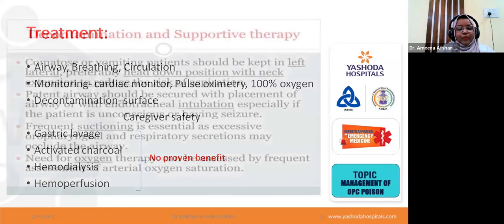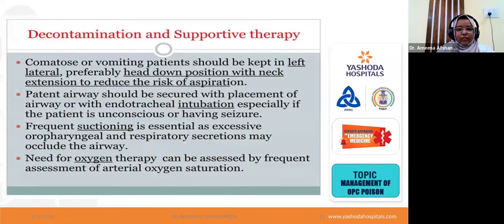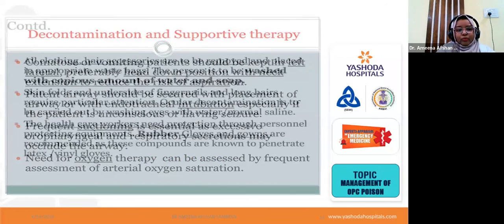I'll go into detail. So decontamination and supportive therapy. If the patient is comatose or vomiting, put him in the left lateral position, head down with neck extension to reduce the risk of aspiration. If the airway is still not patent, go for intubation and control the seizures with diazepam. And frequent suctioning of secretions, because they have a lot of secretions. And oxygen therapy as and when required.